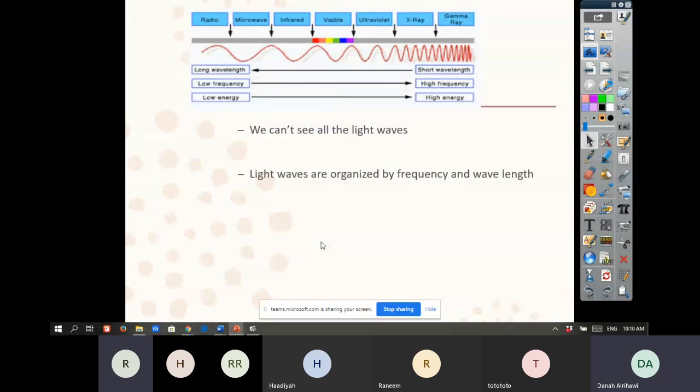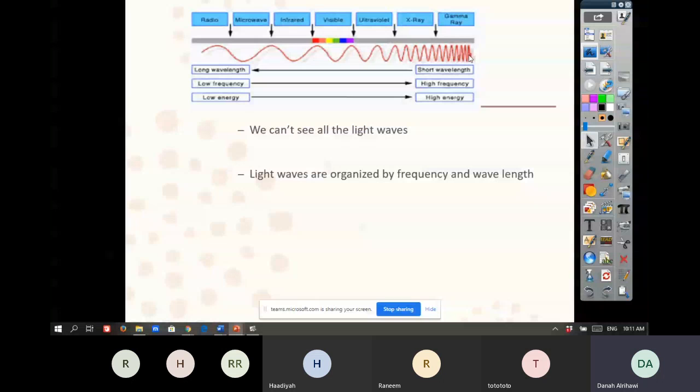We said the light has different wavelengths. They are arranged in the electromagnetic spectrum related to their frequency and to their wavelength. In the left part, they are long wavelengths, while in the right, short. Here I have low frequency, while here I have high frequency and high energy.